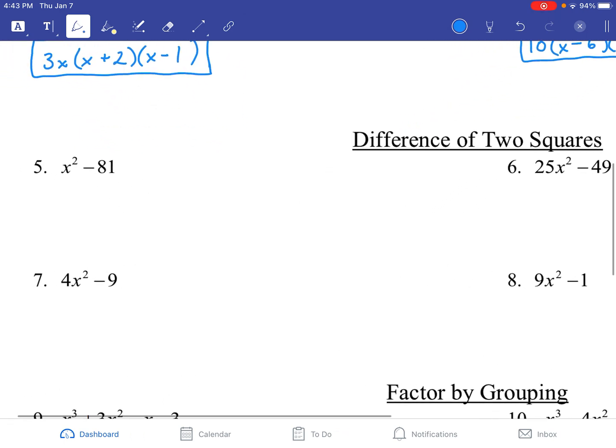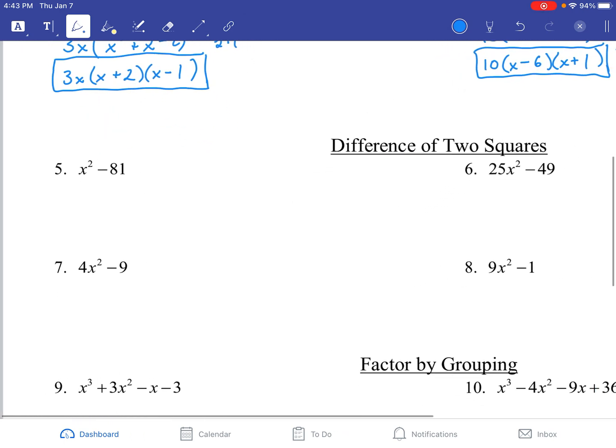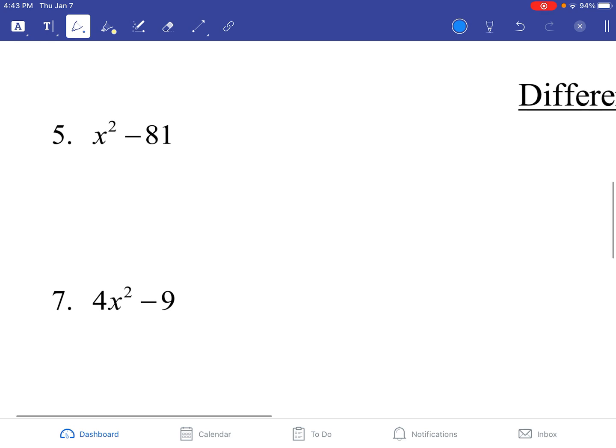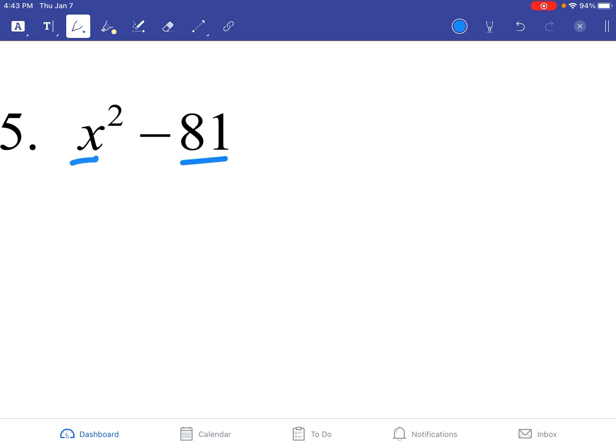The next type of quadratic expression that we're going to factor is called the difference of 2 squares. You may remember from yesterday we looked at an example of this. I really meant to do that today though, so let's get into this. So difference of 2 squares is called that because there are two terms in these problems, and they are both perfect squares. Okay, so x squared is a perfect square because it's x being squared. And 81 is a perfect square because 9 times 9 is 81.